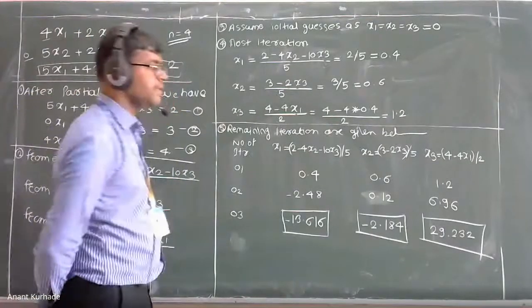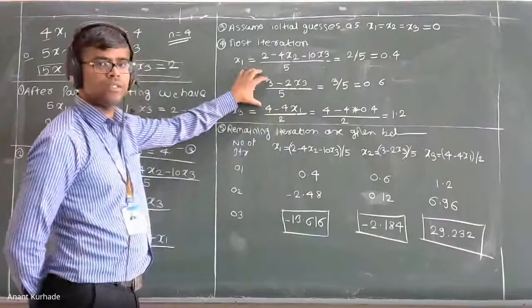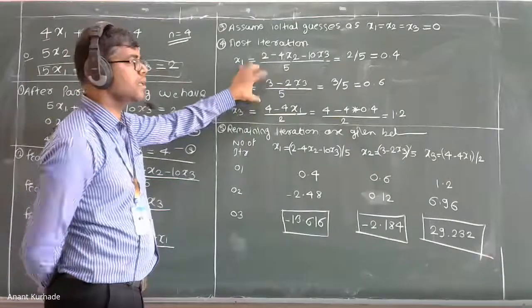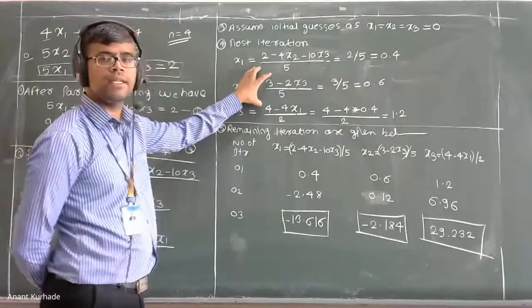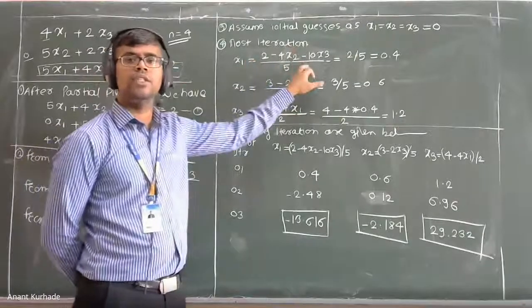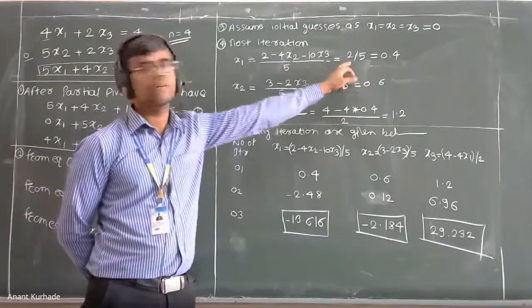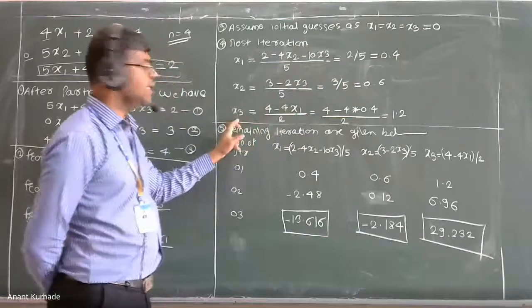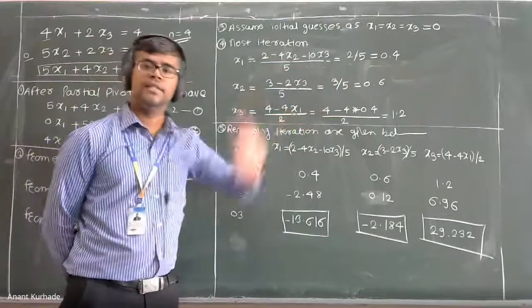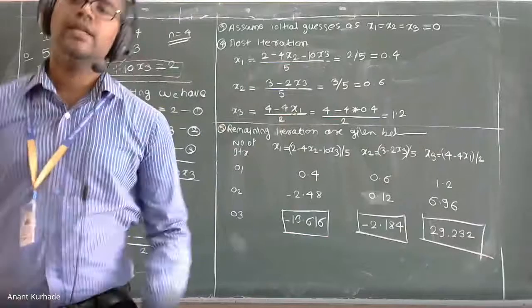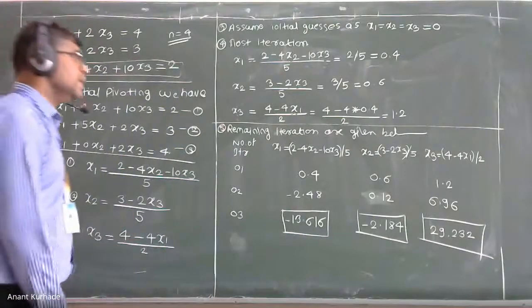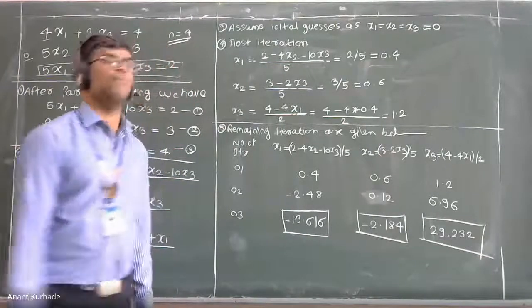So the basic difference is here only. In the case of Jacobi iteration, while calculating x1, x2 is 0 and x3 is 0. In Gauss-Seidel, while calculating x2, x1 is the new value and x3 is 0. While calculating x3, x1 is the new value and x2 is again the new value.